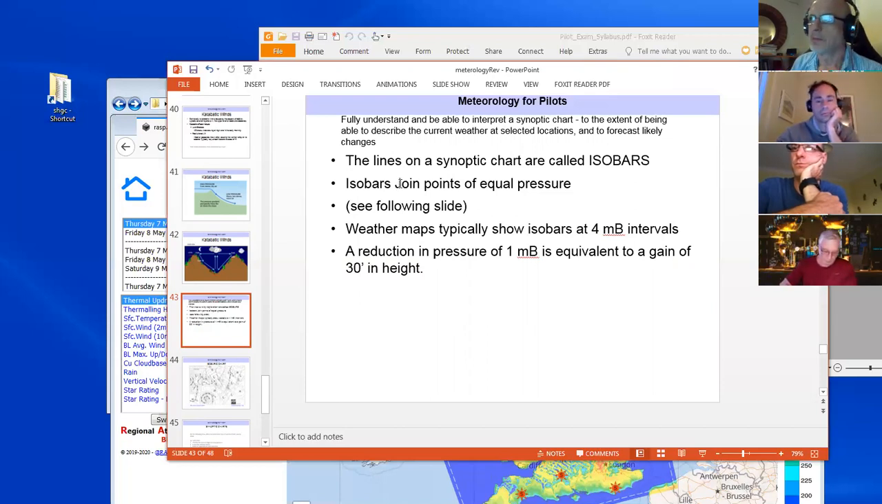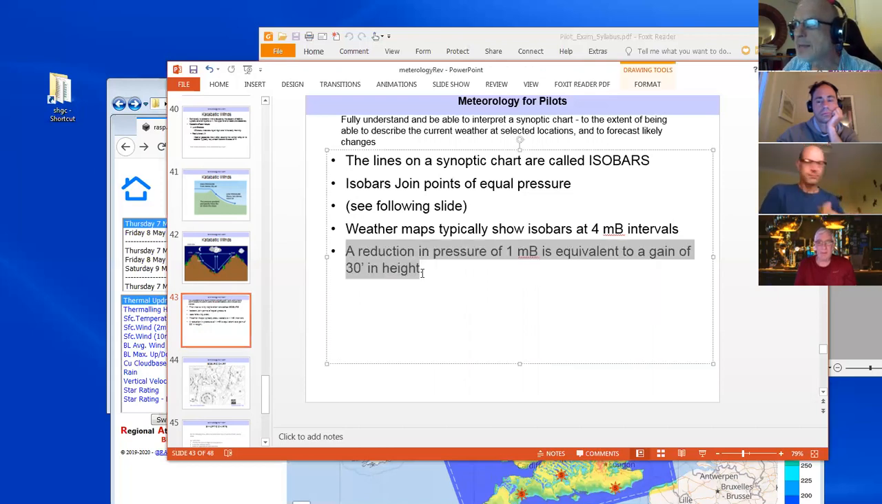Iso means equal bars. So an isobar joins points of equal pressure, as we'll see. Weather maps typically show isobars at 4 millibar intervals. A reduction of pressure of 1 millibar is the equivalent to a gain of 30 feet in height. That's a piece of data I think you need for the exam. It's worth remembering: 1 millibar, 30 feet.